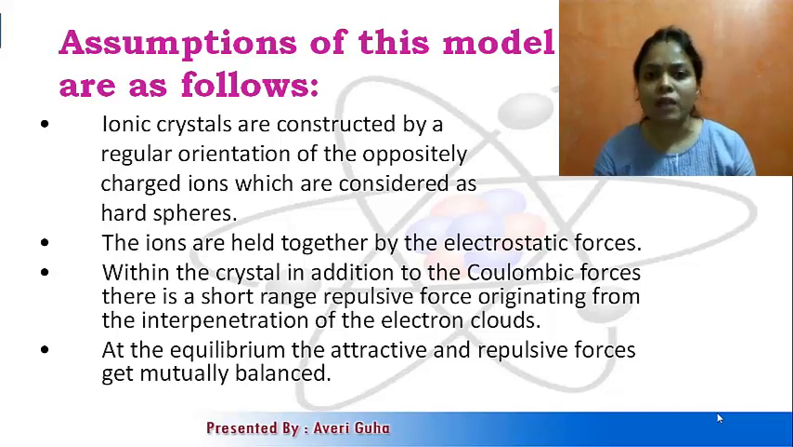Why these repulsive forces? Because when two oppositely charged ions approach each other, their nuclei will attract, but their electron clouds will repel each other. Due to the interpenetration of their electronic clouds, there will be a certain amount of short range repulsive potential or repulsive force also present in the crystal lattice. And fourthly, lastly, they assumed that at the equilibrium position, these attractive and the repulsive forces should get mutually balanced.